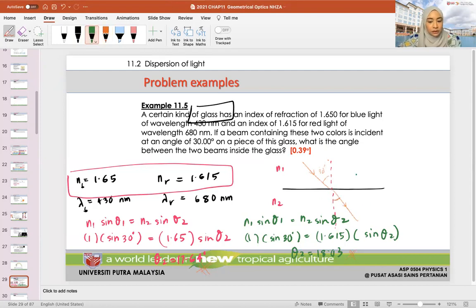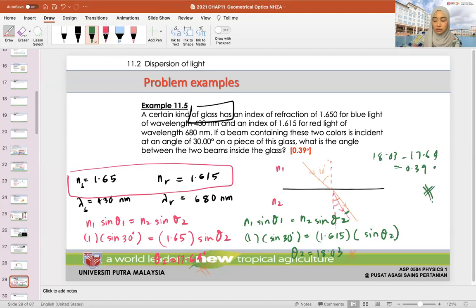And another one would be, okay, it's only slightly different because it is dispersion. So one is 17.64, the other one is 18.03. The 18.03 is the red, and the 17.64 is the blue. So the difference in angle between them would be this part over here. Okay, the difference in angle. So it's basically just 18.03 minus 17.64. Excuse me. Okay. So that's your answer.